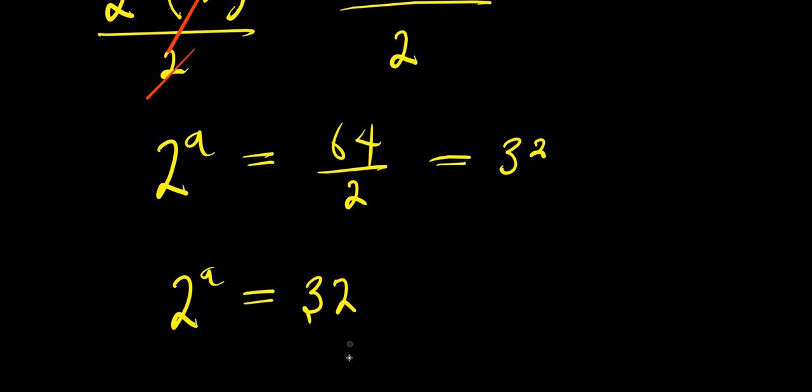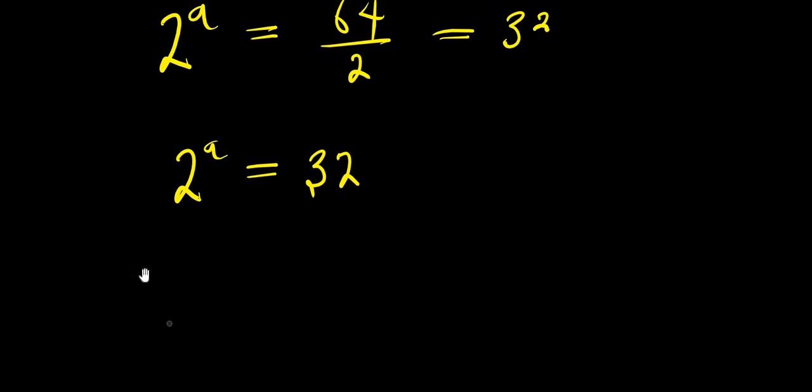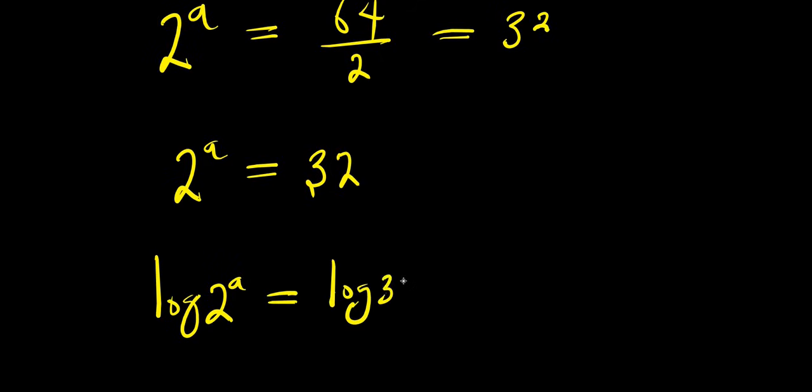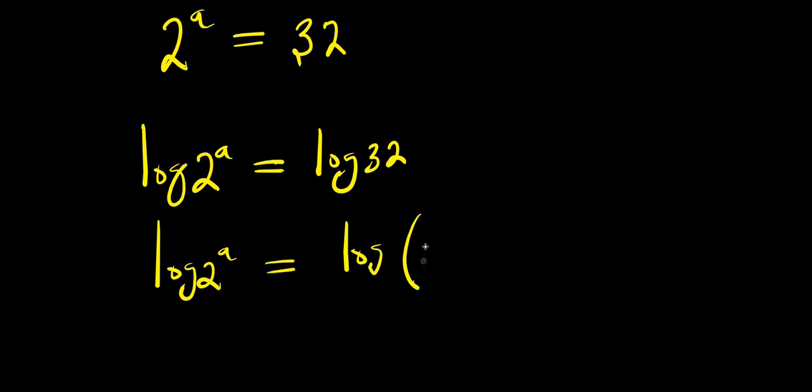Now, let's go ahead and apply log. We have log 2 power a equals log 32. So, you have log 2 power a equals log 32, which is simply log of 2 times 16.